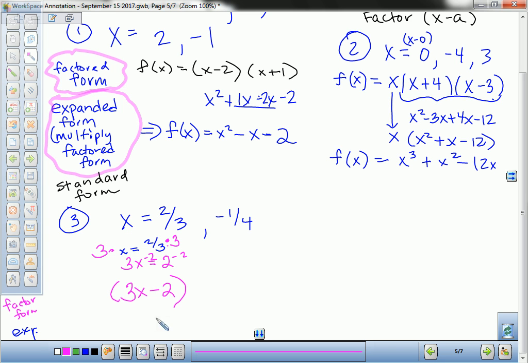Now think about this in reverse. If I set this equal to 0 and solve, do you get 2/3? Yeah. So this is the beginning of factored form. All right, so you try the negative 1/4. See if you can come up with a factor that would give us a 0 of negative 1/4. Okay, did you get 4x plus 1?